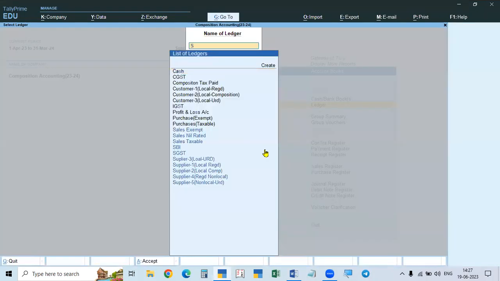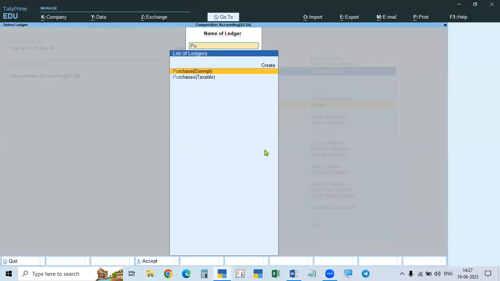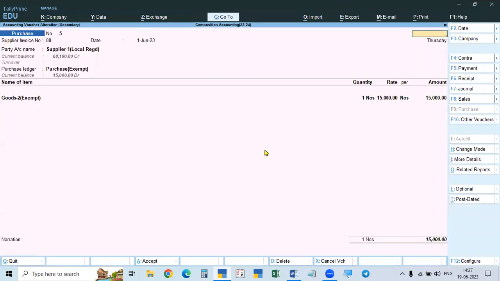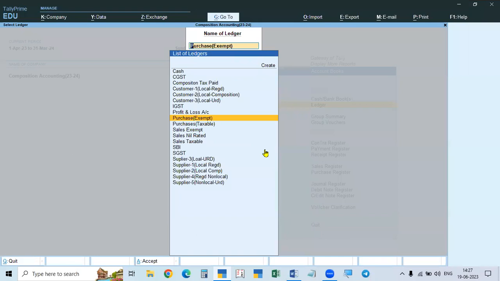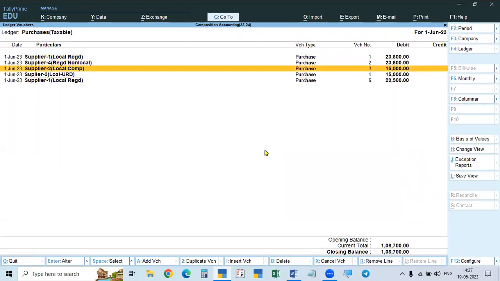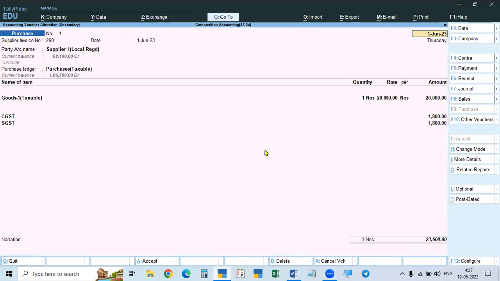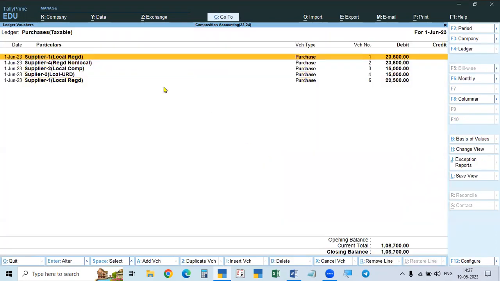So if you take purchase, purchase exempt, this is the one. This is exempt, so there will be no tax. And if you take taxable, in the case of purchases from registered persons, the tax will be there and will be shown here, but it is automatically added to the purchase value. That is why in the purchase account, the tax amount is shown.